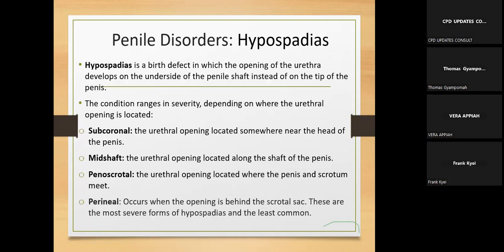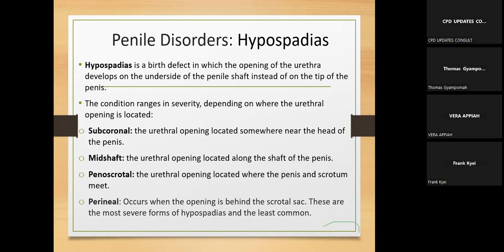Right. So this is another interesting area, penile disorders. Hypospadias. Hypo means below. So this is a birth defect in which the opening of the urethra, all of us know, will open at the tip of the penis. The urethra will open at the tip of the meatus. It will always happen at the tip of the penis. Sometimes it doesn't happen the way we expect it.